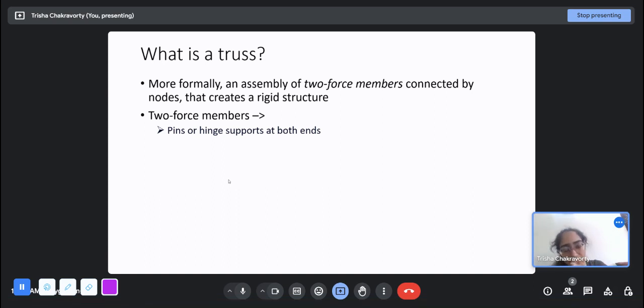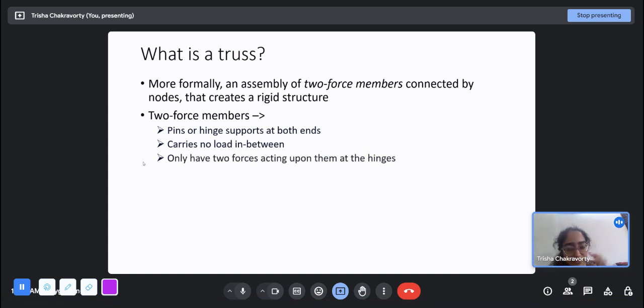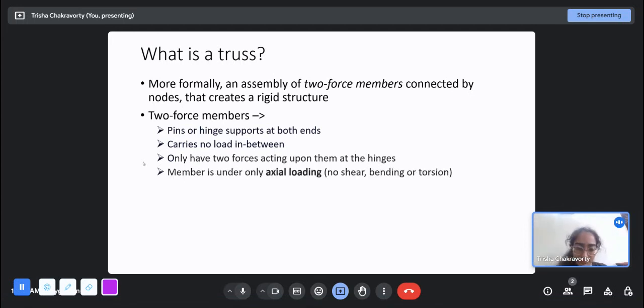So that is why every member of a truss individually behaves like a member that can only take axial force. It can carry no load in between. Loading in a truss can only be at the nodes or at the joints, and it can only have two forces acting upon it at the hinges. Each hinge transfers only two forces, and the member is only under axial loading, no shear, bending or torsion. In a truss, overall there can be any kind of loading, but the way the force is transferred from member to the support finally, that mode of transfer is only axial loading.